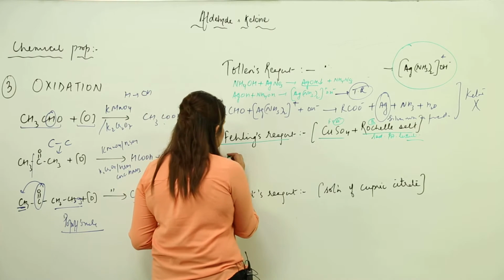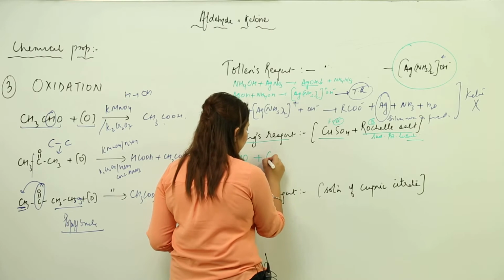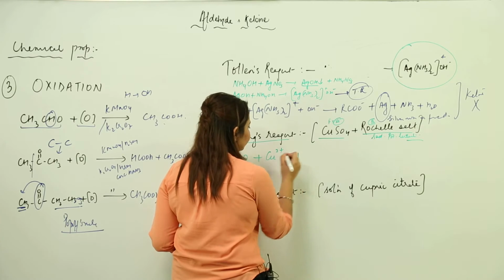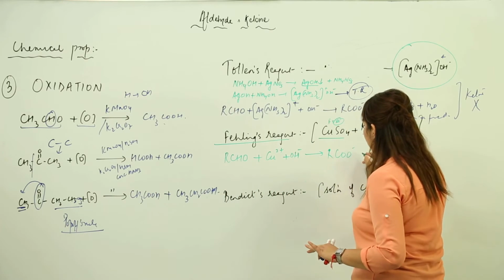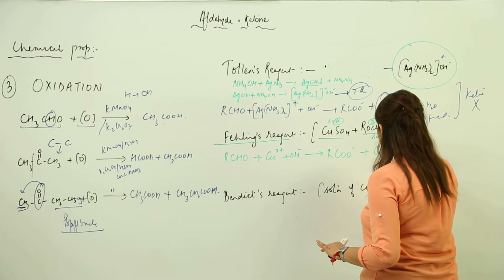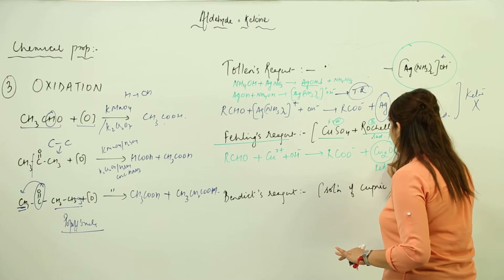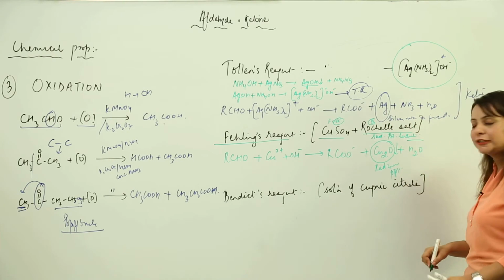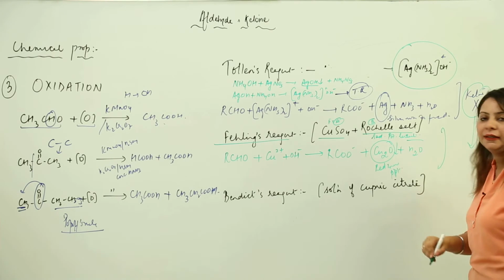So what happens here? Suppose you have an aldehyde. You are going to add Fehling's solution. Let's write the ions which are actually present in it. Right. They are going to oxidize the aldehyde group to a carboxylic acid. It will form copper oxide and water. This copper oxide is a reddish brown precipitate. Whenever this reddish brown precipitate is formed, it means the oxidation of the aldehyde has taken place, because this is again not shown by a ketone.